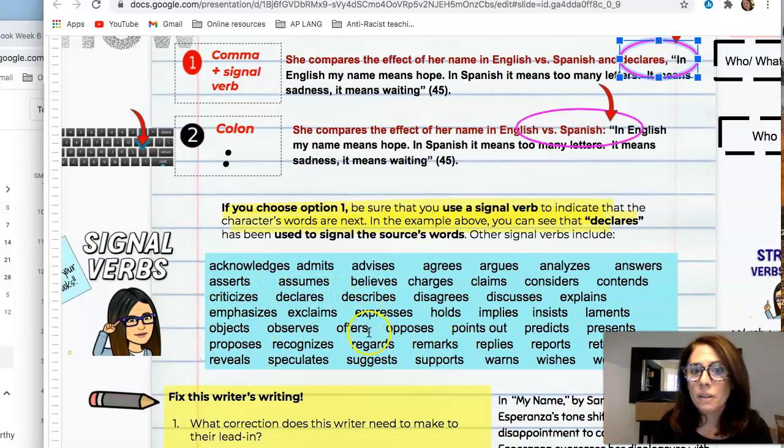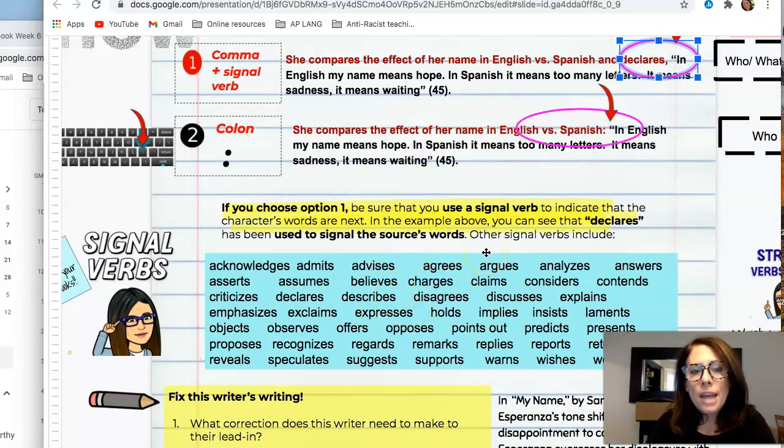Exclaims and remarks and charges and argues. Those are like amping up. If you want to do one thing to have stronger writing, change your verbs and have stronger verbs. Hands down, it's going to bump up your writing a couple levels.